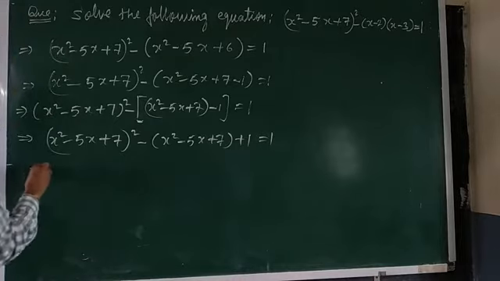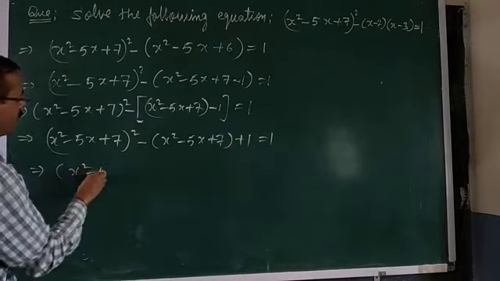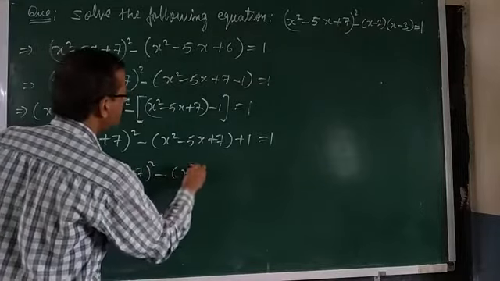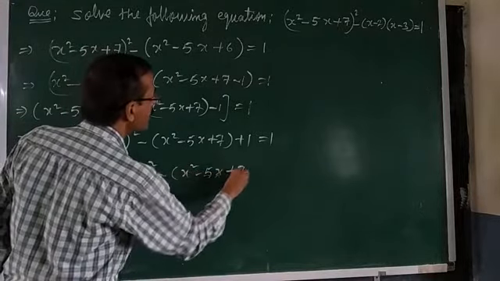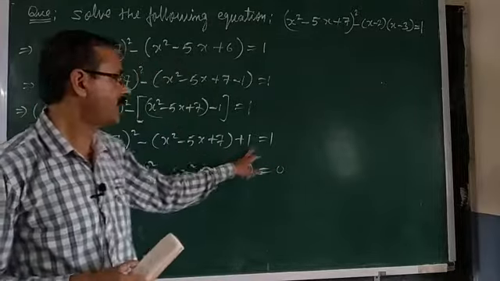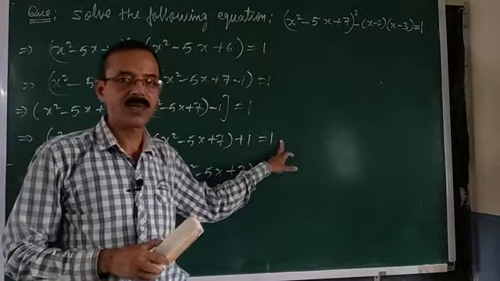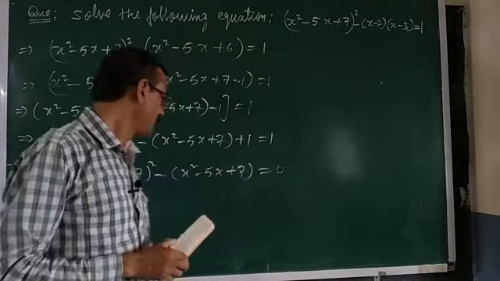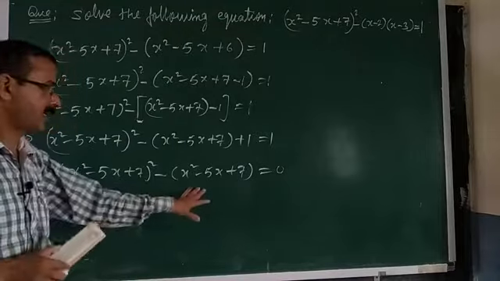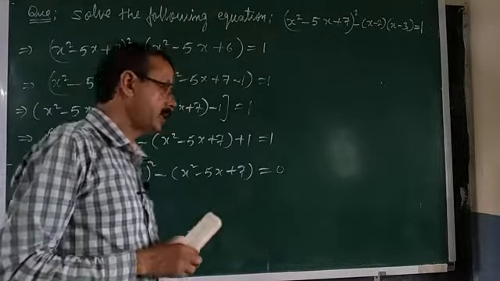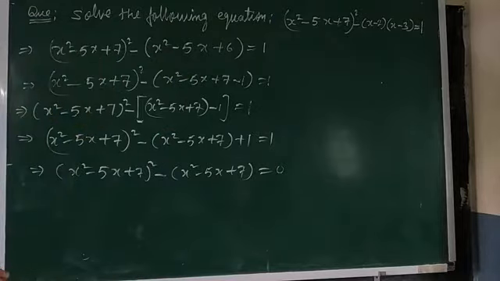So we can write (x square minus 5x plus 7) whole square minus (x square minus 5x plus 7) is equal to what? 0. समझ में आया? This minus will go to the right side. So 1 minus 1, what will be 0? So I have written here 0. ठीक. अच्छा ये बताइए, क्वाड्रेटिक इक्वेशन है कि नहीं है? Is this a quadratic equation or not? लग रहा है बिल्कुल है.